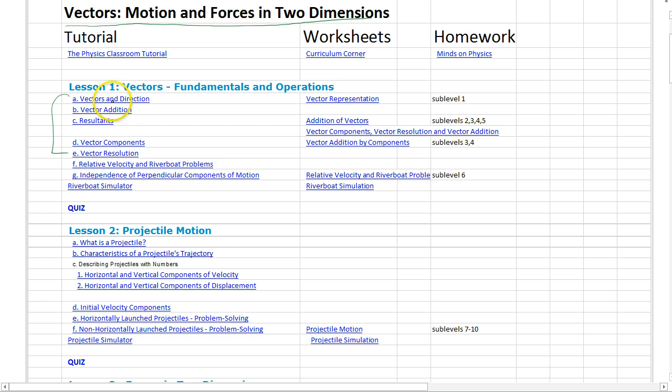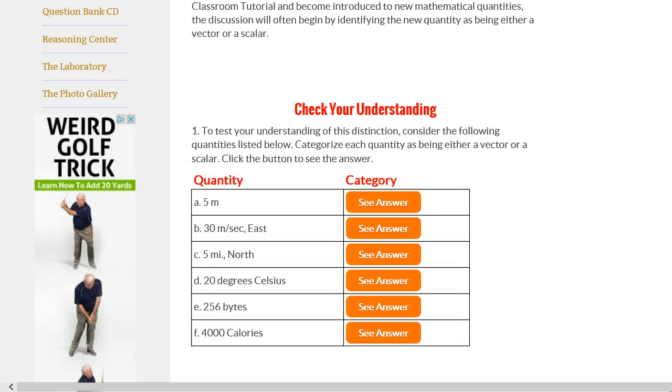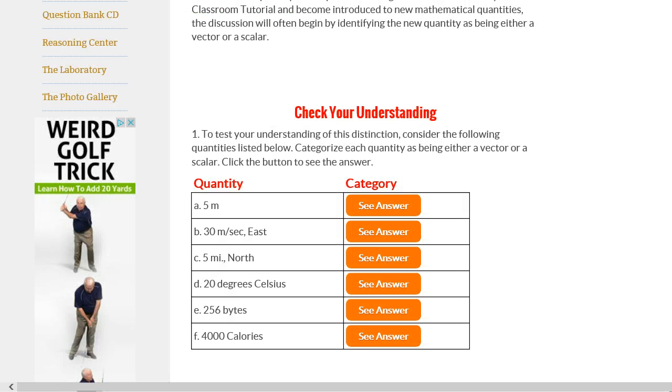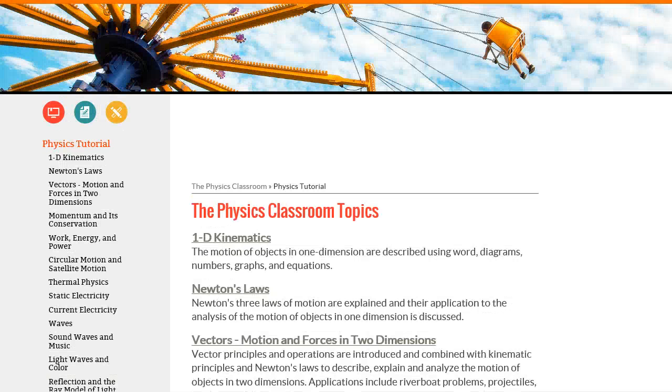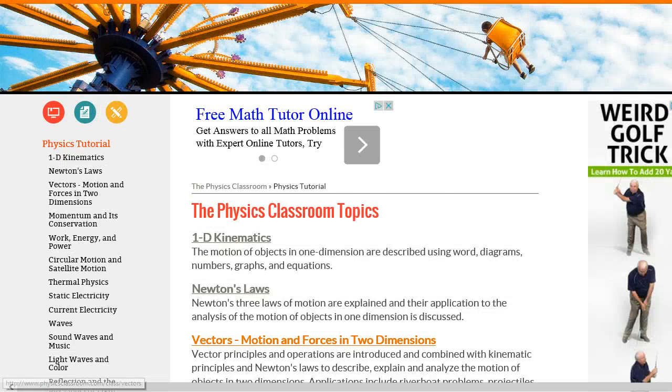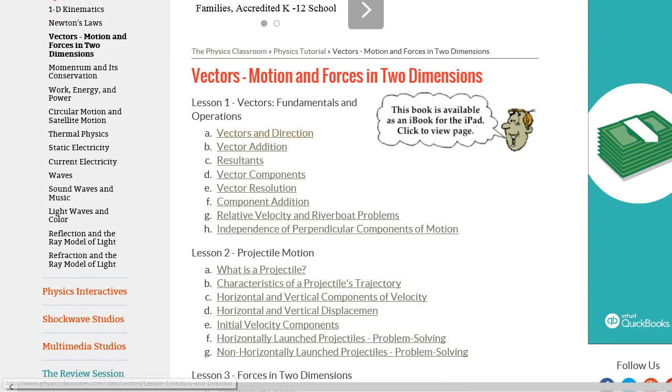I won't be covering one lesson per line here, but you can see the general flow of it, and each of these are lessons from the physicsclassroom.com tutorial. So at any point in time, if things weren't making too much sense, if you can see lesson 1, vectors, fundamentals and operations, vectors and direction, if you happen to stop in at physicsclassroom.com, and here if I scroll up, and if we go look at the tutorial, and if I take a look at vectors here, here you can see a very, very similar to my outline here. So you got vectors and direction.